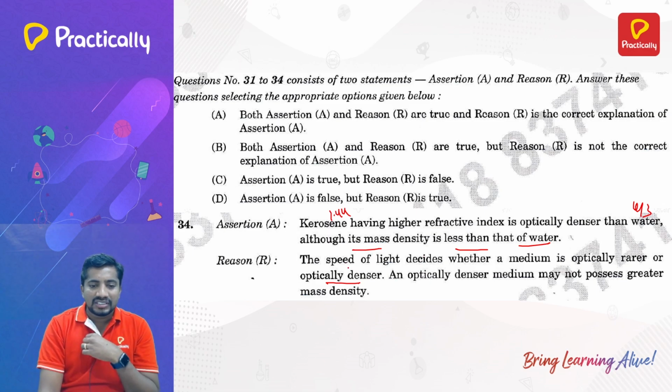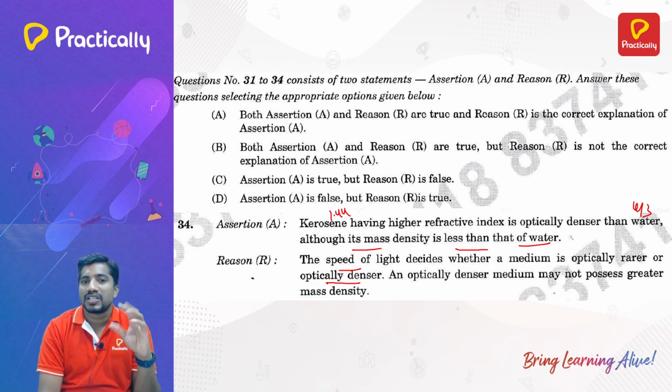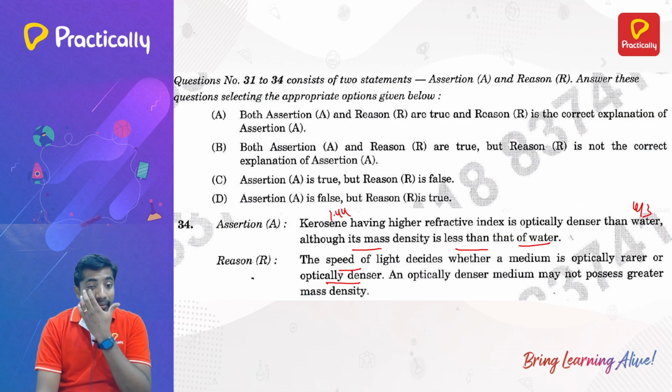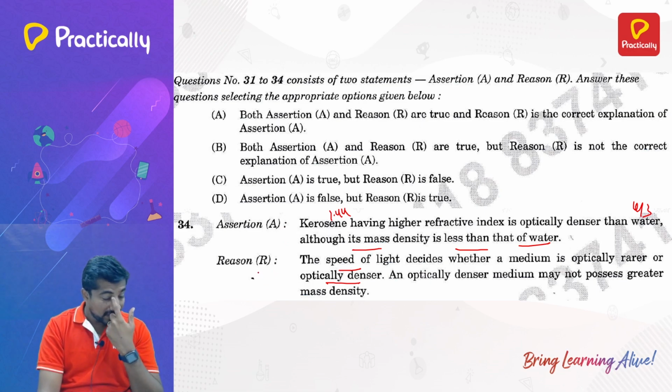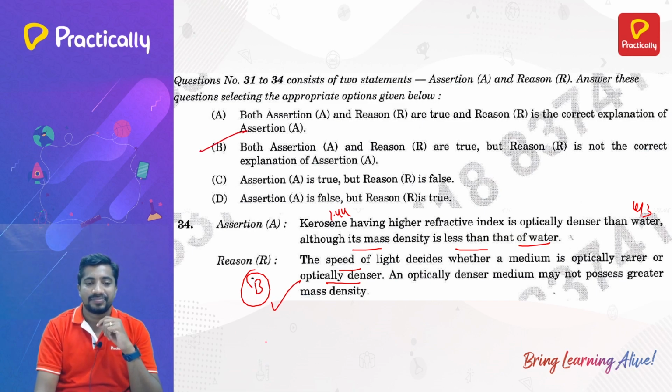That's why, though this reason is correct, we can accept it, but the reason is not the correct explanation for the assertion here, because we can't decide rarer and denser purely based on the speed. Relatively, the assertion is correct, the reason is correct, but the reason is not the correct explanation to the assertion. So A and R are true, but R is not the correct explanation. So option B is the right answer here. This is the right choice.